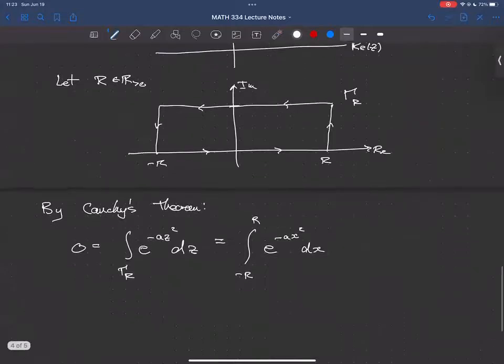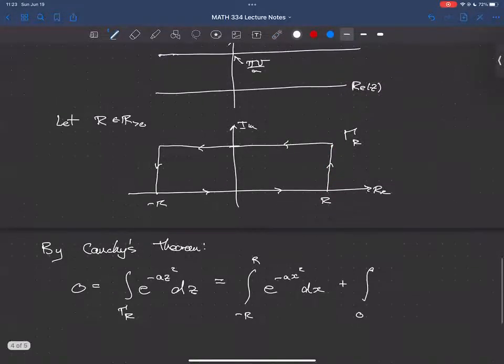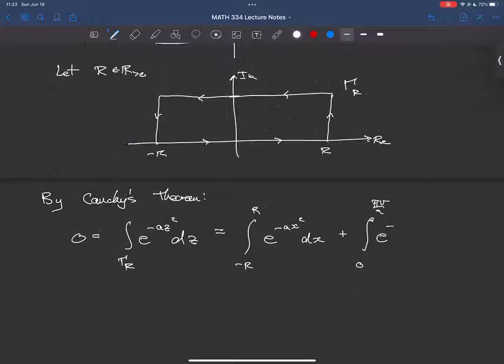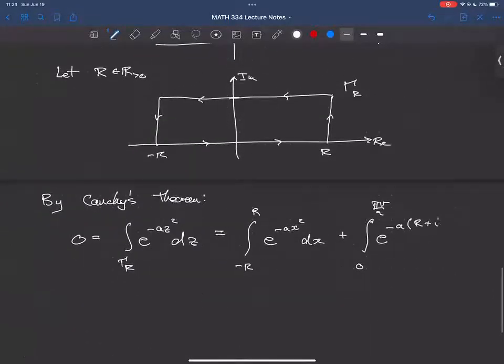All right. Then I'm going to integrate along this segment, the interval from 0 to pi nu over a. It's e to the minus a times (x equal to capital R, and y going from 0 to pi nu over a), so e to the minus a (R plus i y) squared dy.